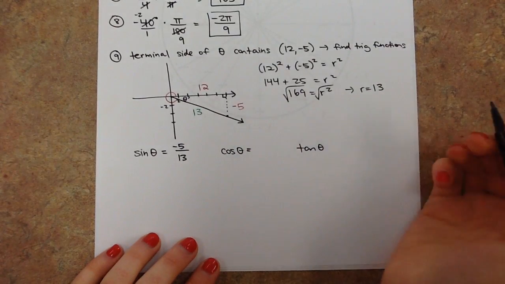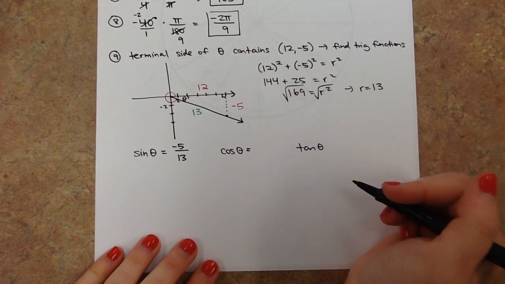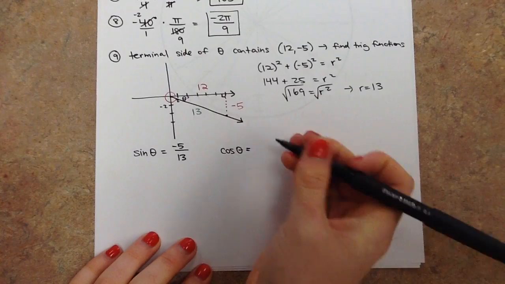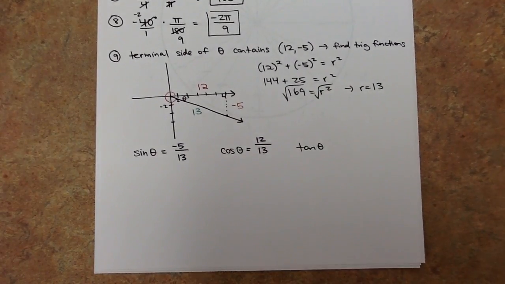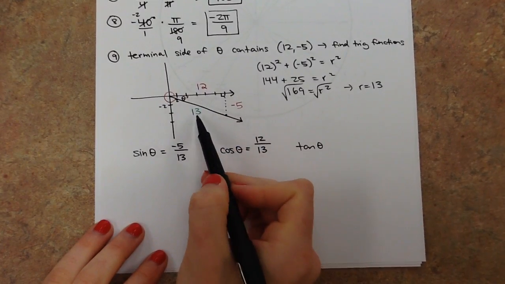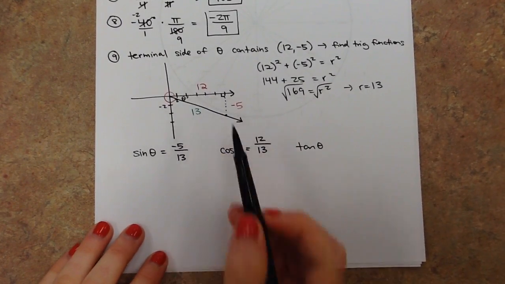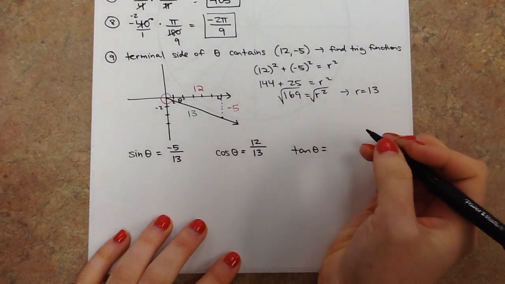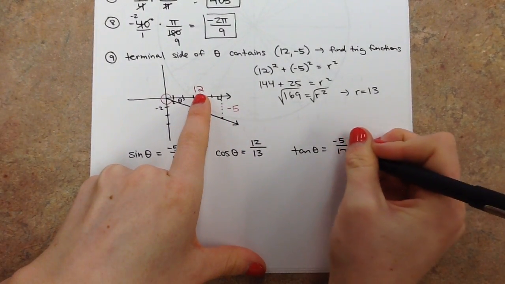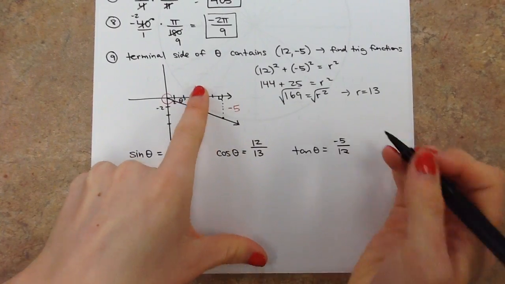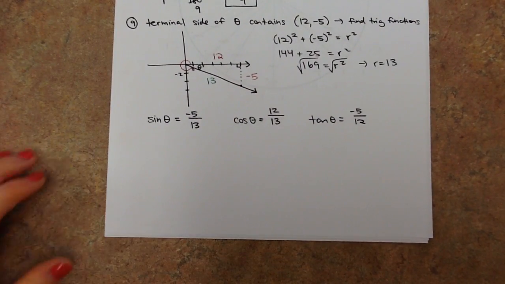Very similarly, cosine, we defined it to be x over r. So the x coordinate is 12, and the r coordinate was 13. But again, you can still think of it as adjacent over hypotenuse when you're looking at this little triangle in here. And tangent is the y coordinate divided by the x coordinate. But again, opposite over adjacent works just fine when you're looking at that triangle.